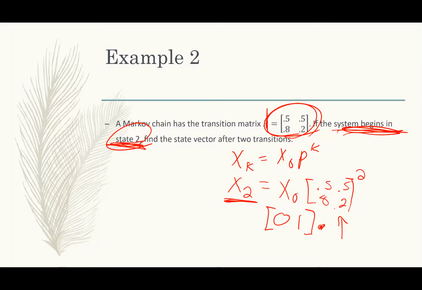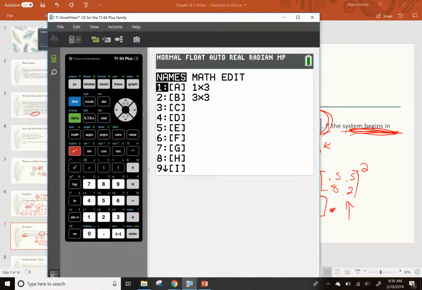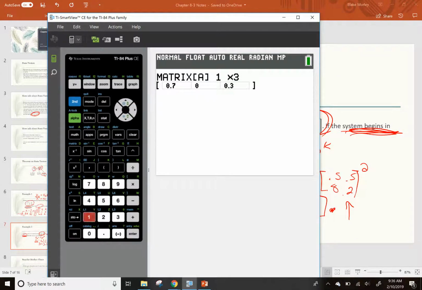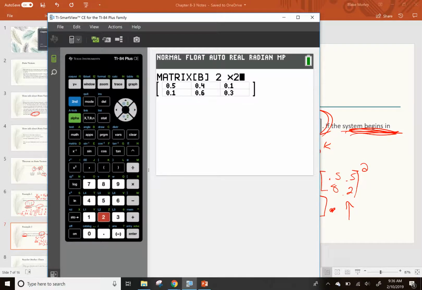So now we just type it in the calculator and let the calculator do its thing. We go back to our matrix menu and edit our matrices. I'm going to make this a 1 by 2 matrix: 0, because I know I'm not in state 1, and then 1, because I know I'm in state 2. Then we go back and put in our 2 by 2 matrix. This was 0.5, 0.5. Oops, apparently I didn't like that. 0.5, enter, 0.5, enter, 0.8, and 0.2. All right.